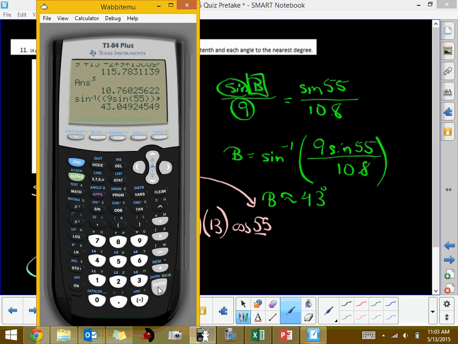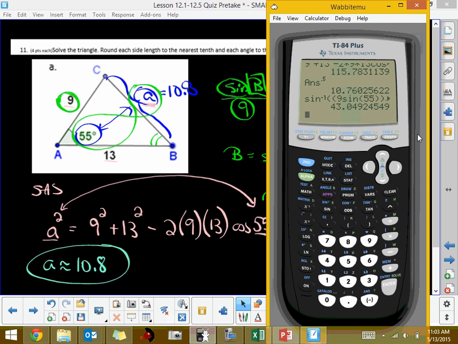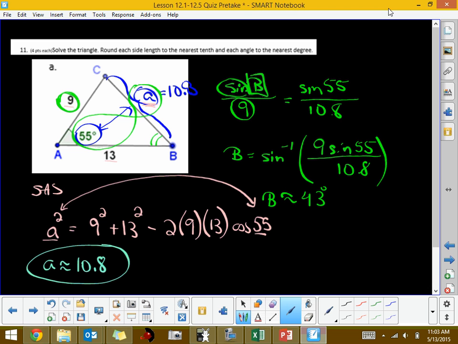43 degrees. Now we can round these off to the nearest degree. There's no problem with that. So now I know this angle up in the corner of B is 43. I want to mark my picture so I know that I got everything found. This is 43 degrees. The only thing left is to find angle C, and that's a very simple calculation.